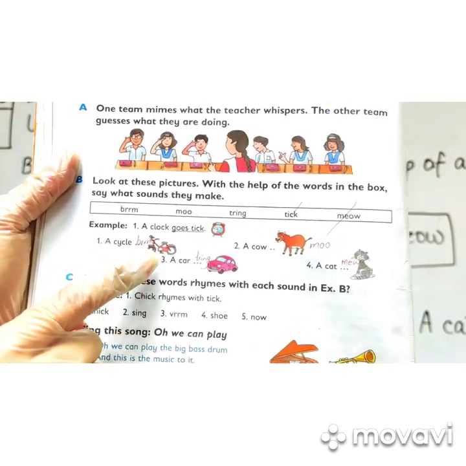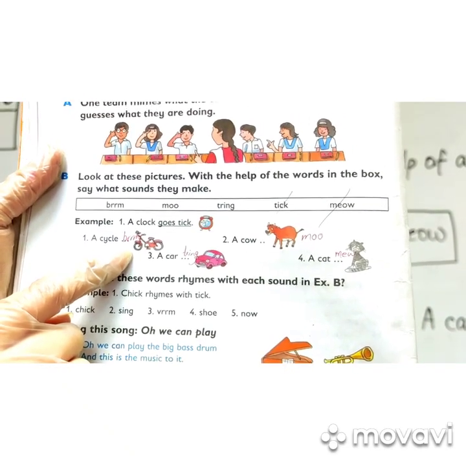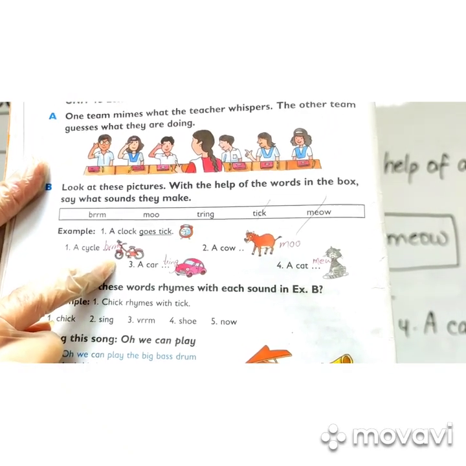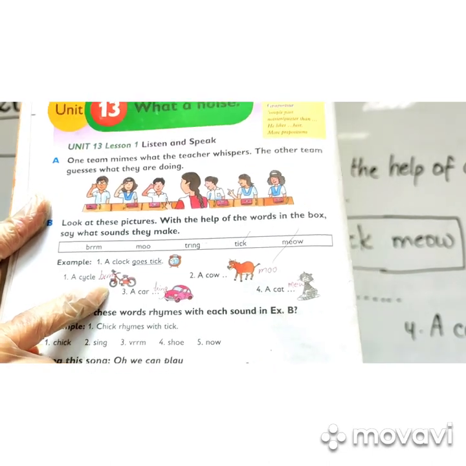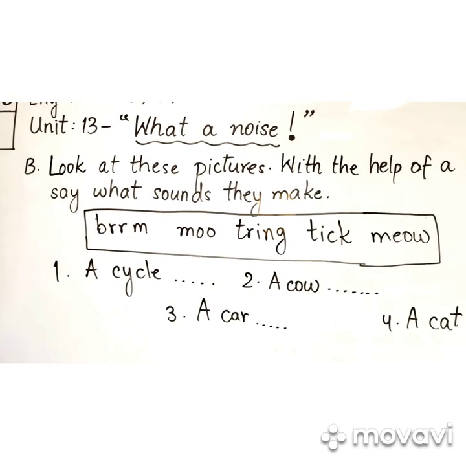The first picture, look at my finger. Do you see the first picture? What is it? Can anyone tell me? Yes, very good. It's a cycle. So now let's guess which sound the cycle makes.